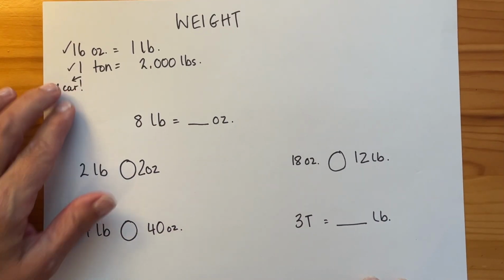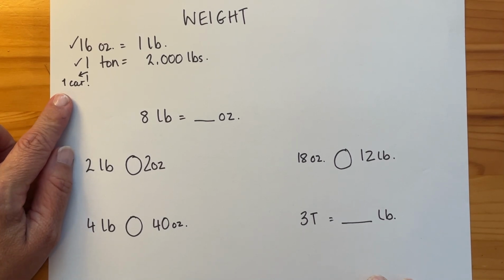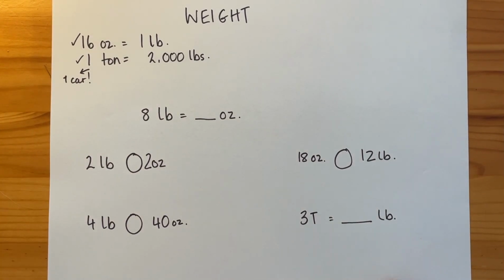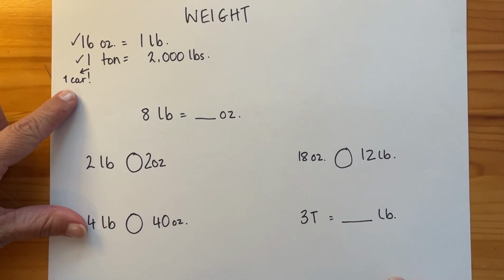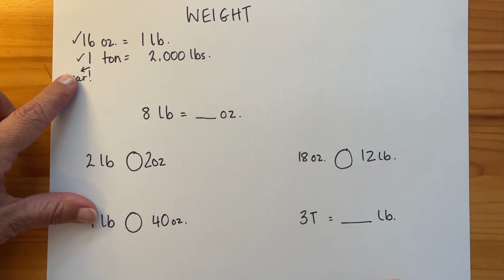And the way that I remember roughly what a ton is, it's about the weight of a small car. If anybody's seen my car in the school driveway, my car is probably about 1 ton. Most of you probably drive much bigger cars. Maybe that might be a fun project to figure out or to look up how much your car weighs. But mine might be about 1 ton.